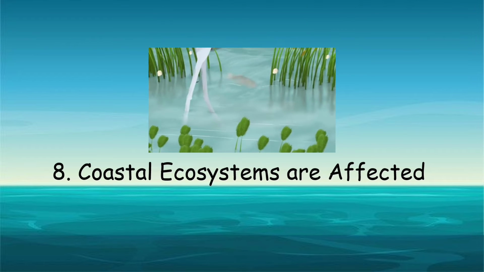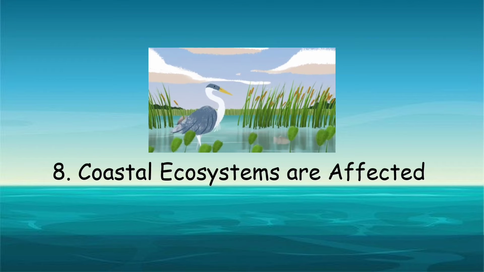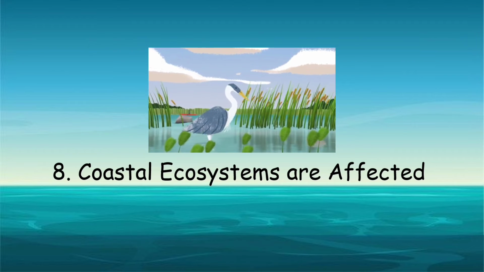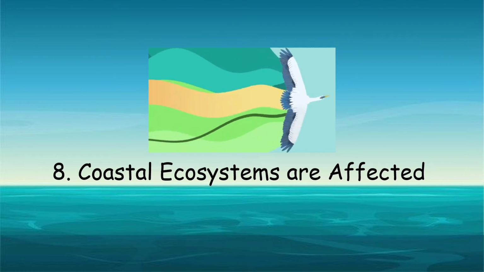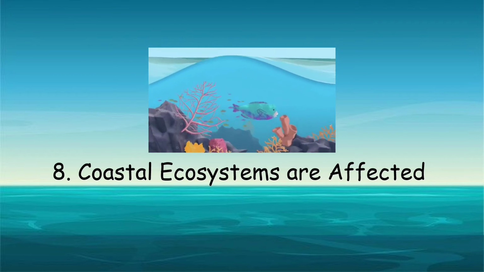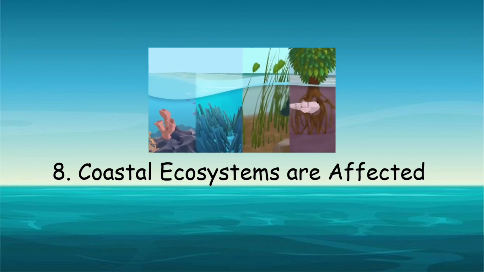Number 8, coastal ecosystems are affected. Not just the marine ecosystems, the coastal ecosystems are affected too by the acidification of the oceans. The coastal ecosystem contains a variety of plants that form a unique habitat, which is affected by the acidification of the ocean.